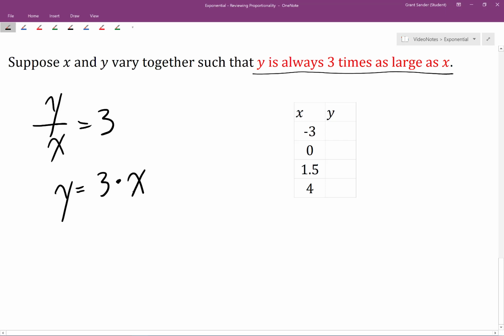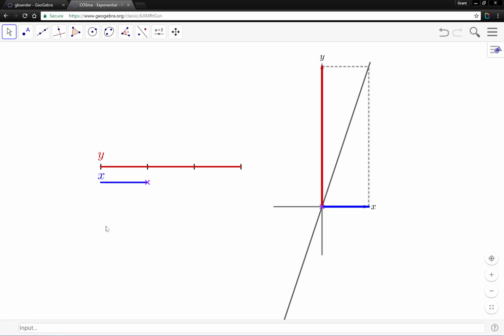Now if we look at a table of values, anytime we know a value of x, like x equals -3, we know y is 3 times as large as that value of x. So when x equals -3, y is equal to -9. If x is equal to 0, then y is 3 times as large, so y is equal to 0. Again, if x is equal to 1.5, then y is going to be 3 times as large, so y will be equal to 4.5. We can also think about this relationship graphically.